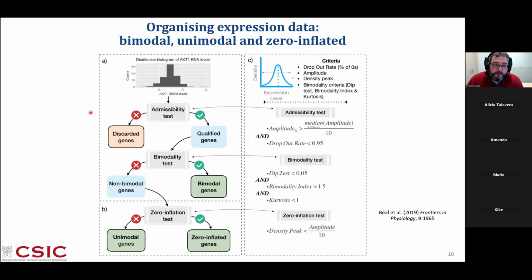So first, as we are bioinformaticians, we like a lot to wrangle data and put data into boxes. One of the things that we did is to take gene expression across all the different datasets that we were personalizing. We try to organize these genes into 3 boxes of genes, let's say bimodal genes, unimodal genes, and zero-inflated genes. In order to do that, we have different admissibility tests, which is basically quality control. We have a bimodal test, and we have also a zero-inflated test. So depending on the values of these tests, we will assign the gene to these different bimodal, zero-inflated, and unimodal genes.